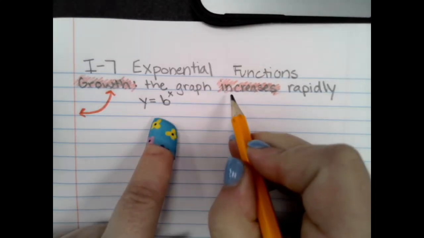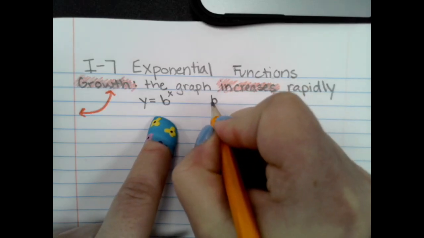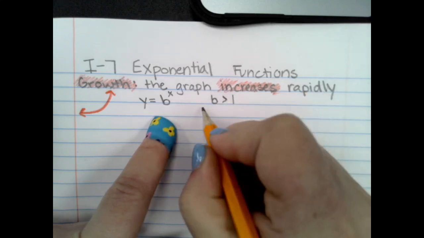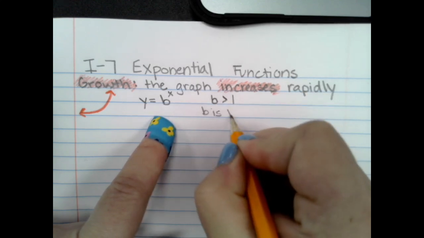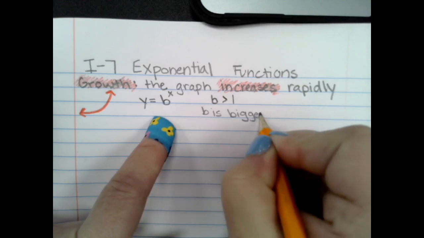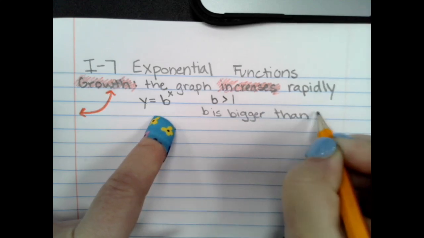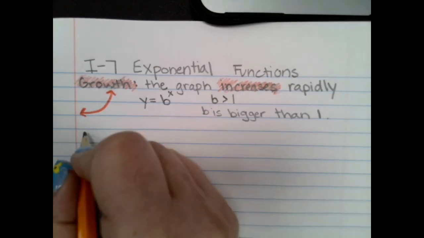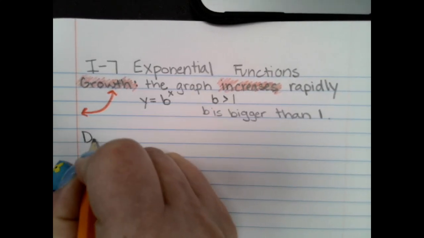Okay. With exponential growth, our b, the number we're taking to the x power, is greater than 1. So b is bigger than 1. Okay, in order for growth to happen, that b has to be bigger than 1. All right, so that's exponential growth. Our other one we have is exponential decay.